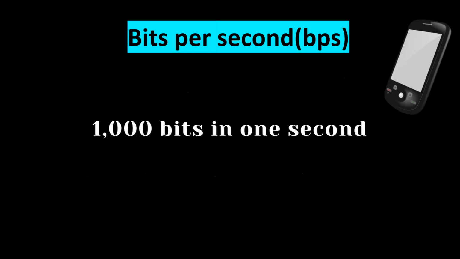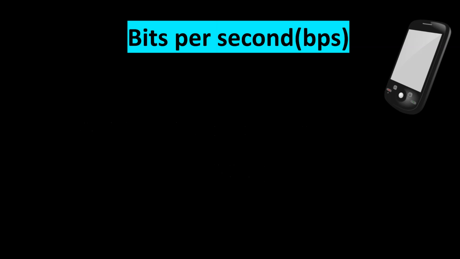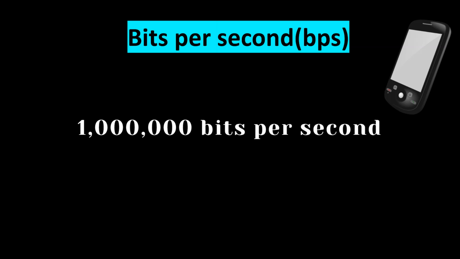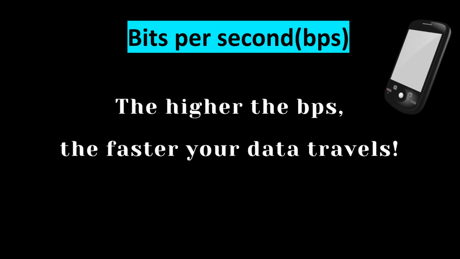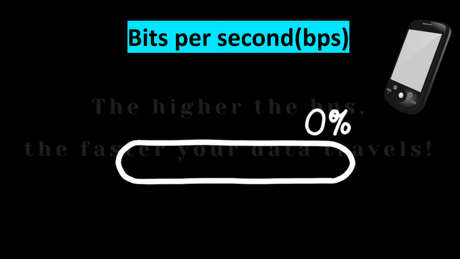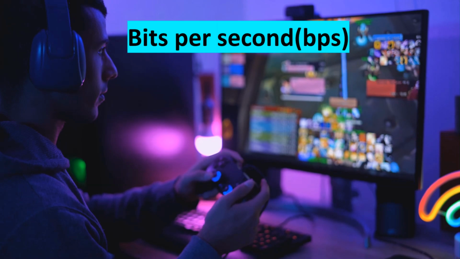For example, let's say your phone sends 1000 bits in 1 second, that's 1000 BPS. Now imagine it can send 1 million bits per second, that's 1 megabit per second, way faster. So, the higher the BPS, the faster your data travels. And that means quicker downloads, smoother video calls, and zero lag in your games.